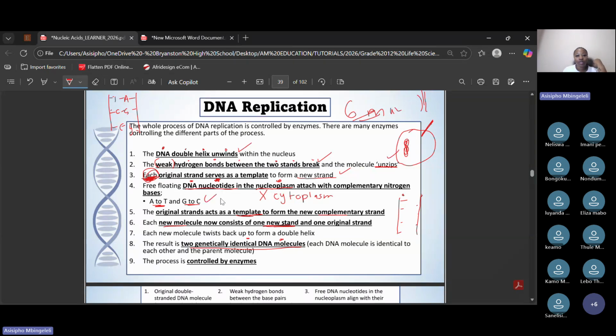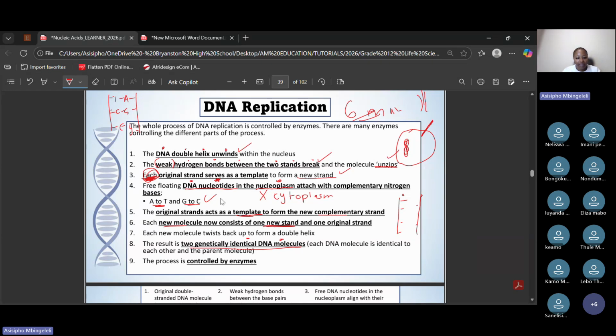Now let's look at this. The original strand will act as a template to form the new complementary strand. I think that's what we're able to determine. You had the original strand. It will act as a template for us to form a new complementary strand. Then, since you're also having another original strand, which will have a complementary strand attached to it, you are now having two new molecules. Now, in each molecule, you are having the original strand in blue and a new strand, which is the complementary strand.